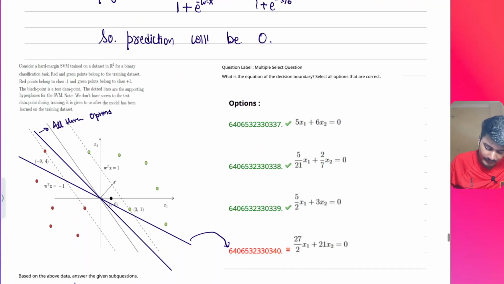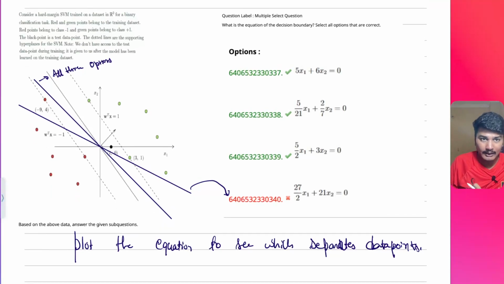Now, the next question is related to SVM. Consider a hard margin SVM trained on an R2 dataset for a binary classification problem. Red and green points belong to the training dataset. Red points belong to the -1 class and green points belong to the +1 class. The black point is a test point. The dotted lines are the supporting vector hyperplanes. We don't have access to the test data point during training. This is in the test dataset.